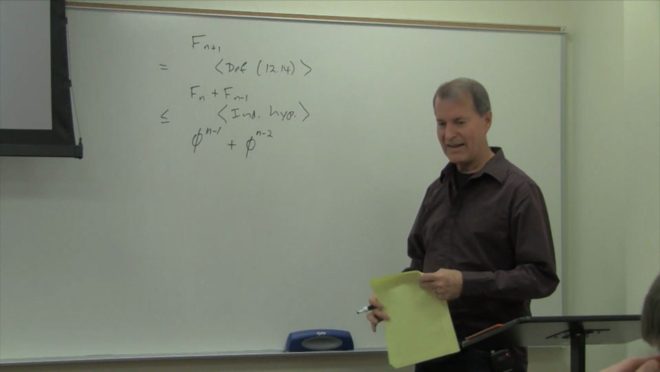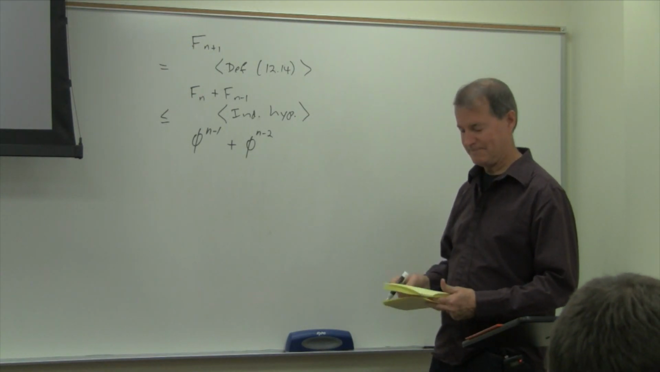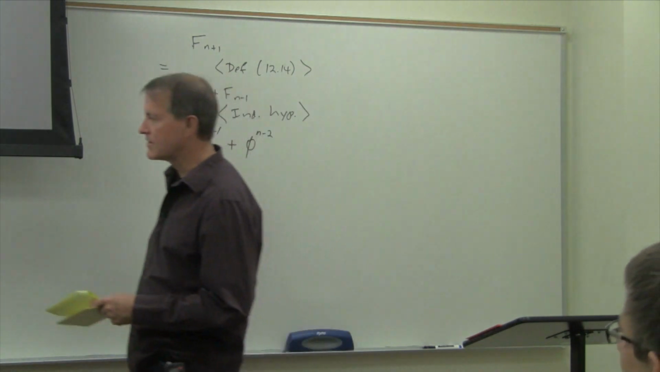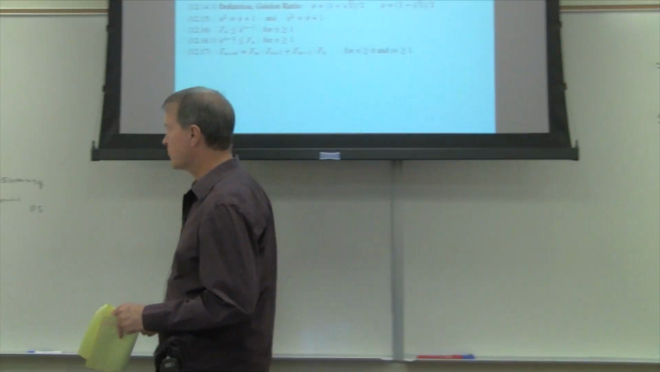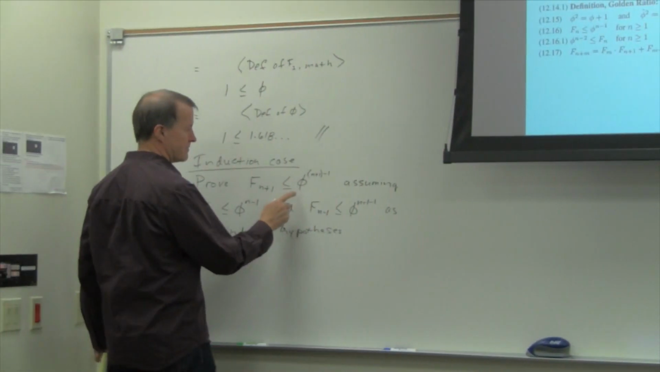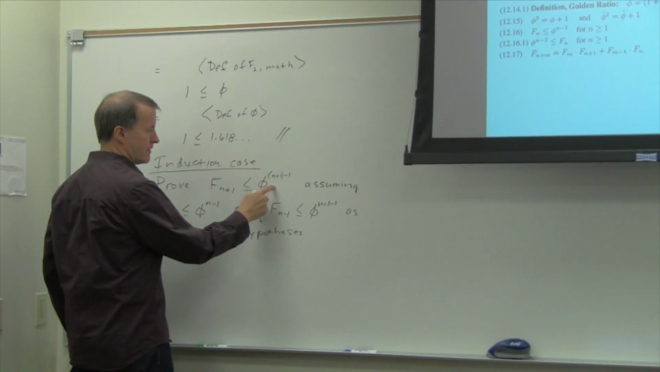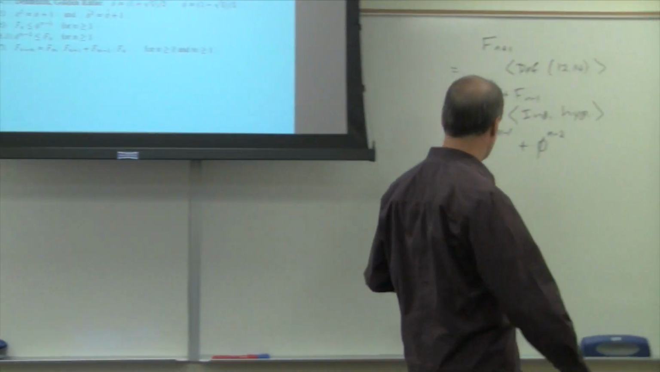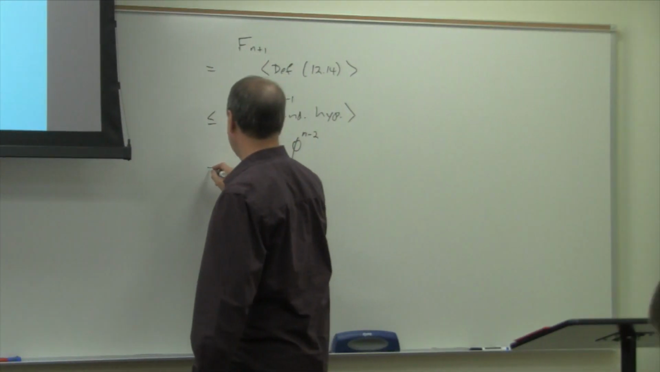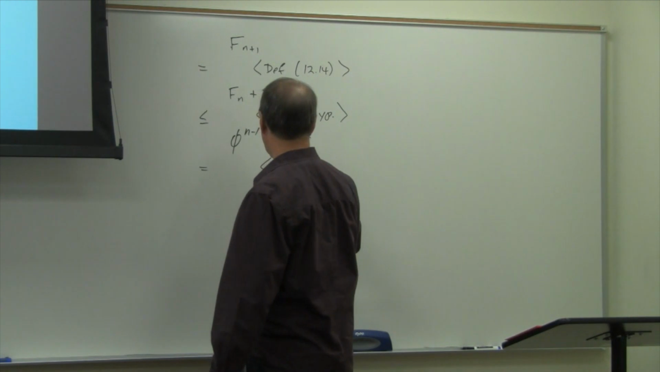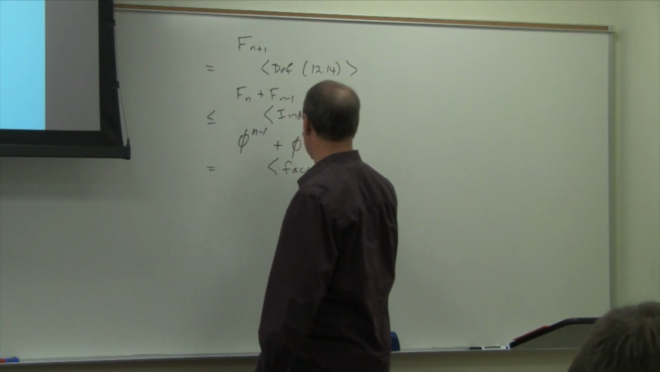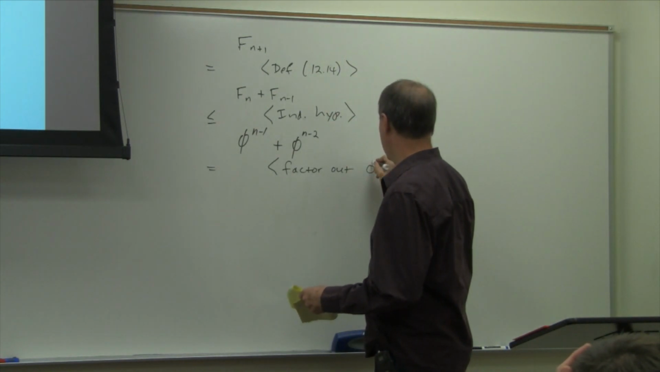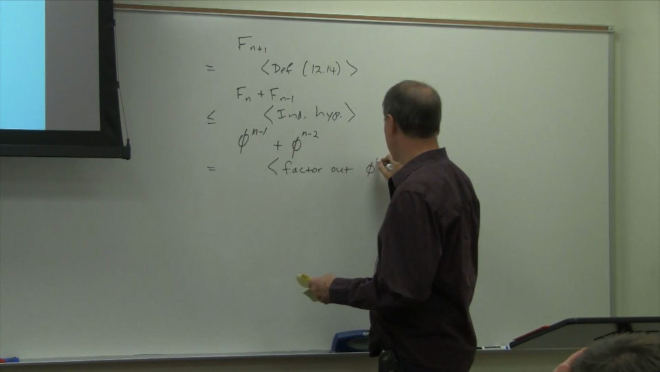Almost there. Now comes the big trick. What are we trying to get this to? Phi to the n. So why would you do what I'm about to do? Split the 1 and the 2 in the exponents. We're going to factor out phi to the n minus 2.